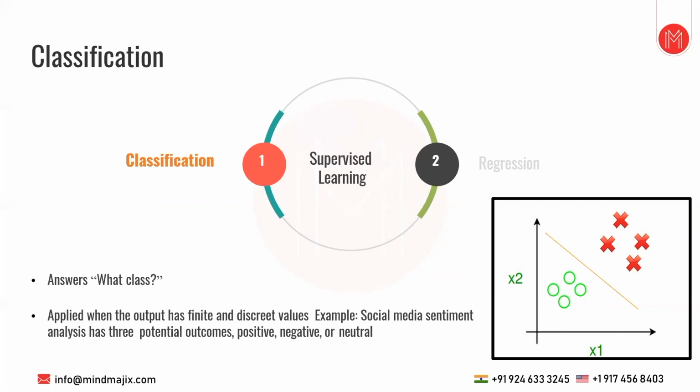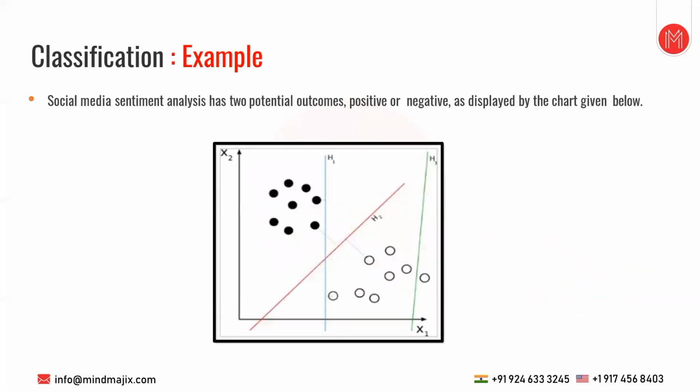Here we have a binary chart or binary graph. The green samples represent mail that is not spam, and the red crosses represent mail that is spam. So according to that, we have to create one line. According to that line, we get an idea which are the plus one and which are the minus one. So let's talk about some examples of classification in depth.